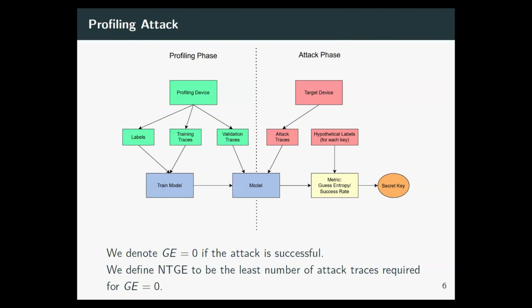The attack is successful when the guessing entropy is equal to 0. Furthermore, we also define another metric known as NTGE to be the least number of attack traces required for the guessing entropy to be equal to 0. This NTGE metric allows us to compare two different attacks that are successful. If the NTGE is smaller, it is the better attack, because you require fewer attack traces to mount the attack.